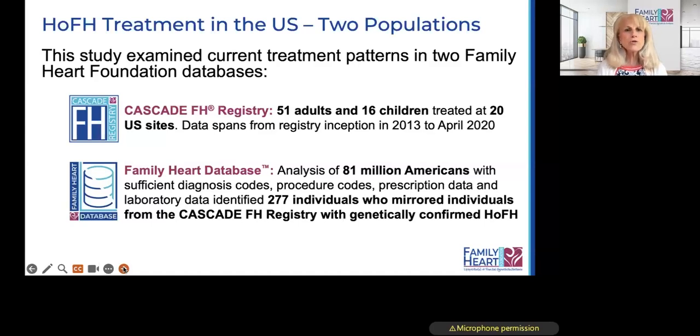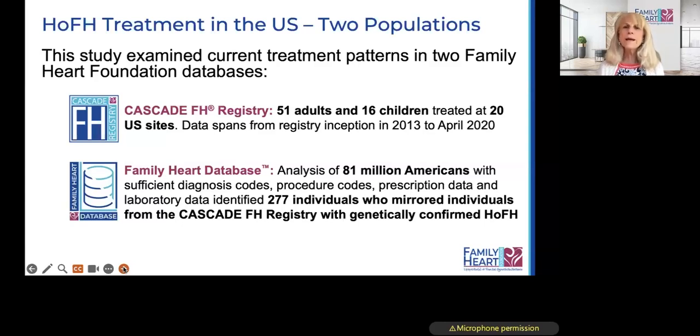The registry is a registry to longitudinally follow people with both heterozygous FH and homozygous FH. Because heterozygous FH is much more common, 1 in 250 people versus 1 in about 300,000 people, the registry, which is now very close to 7,000 individuals and was started in 2013, has a lot more heterozygous patients than homozygous patients. For our paper, we decided to cut the data to the registry from inception in 2013 to April 2020.